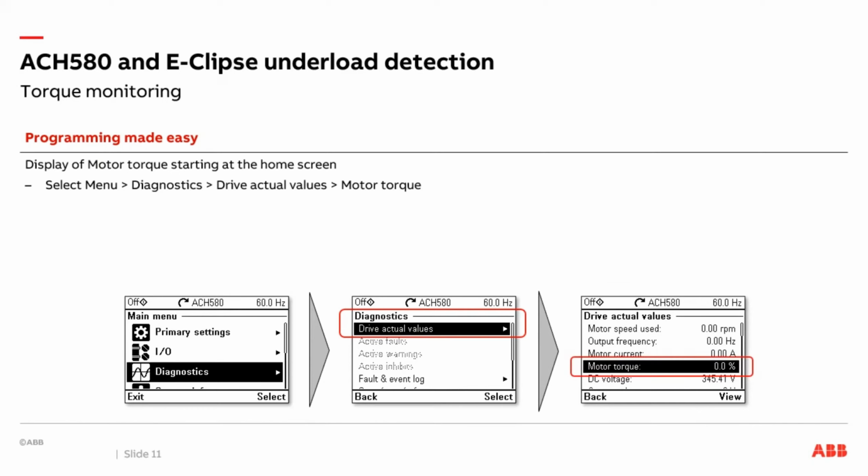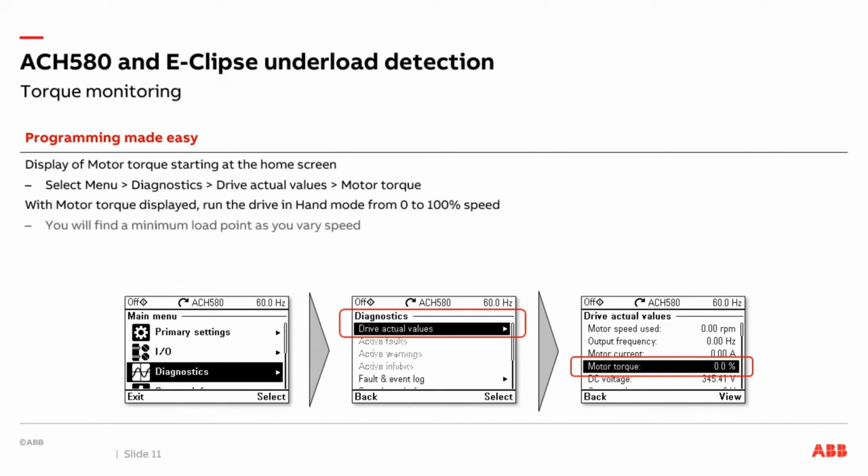Now, you can run the motor in the hand mode from 0 to 100%. You will find a specific speed that displays the lowest torque. Record both that speed and the percent torque value. Once recorded, then turn the drive off and navigate back to primary settings.